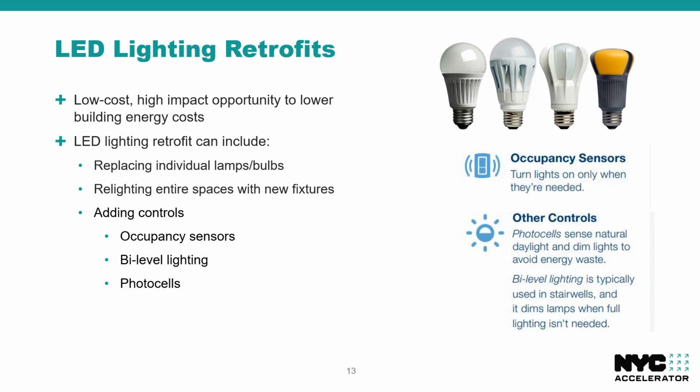A retrofit may include simply replacing individual components such as lamps or bulbs to relighting and redesigning entire spaces with new fixtures. Adding lighting controls such as occupancy sensors, bi-level lighting, and photocells that dim or turn off lights when not needed can be added into a retrofit to further increase energy and cost savings. Advanced lighting upgrades can also help building owners comply with New York City codes and regulations, which includes Local Law 88, which requires buildings over 25,000 square feet to upgrade to LED lighting by 2025.